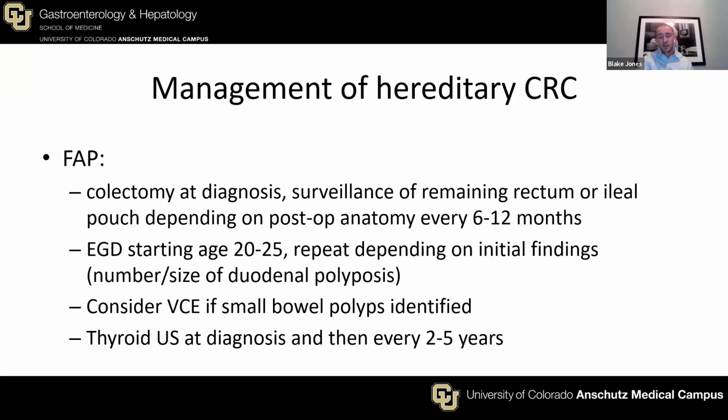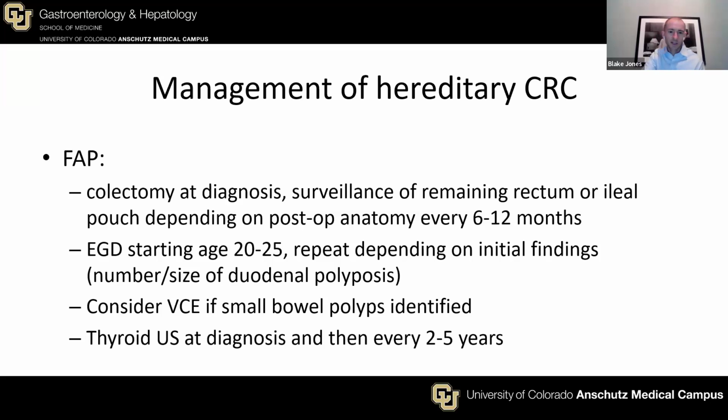or ileal pouch, depending on their postoperative anatomy, every 6 to 12 months. They should have an EGD starting around age 20 to 25 or whenever they're diagnosed, and then repeat that based on the initial findings. There's something called the Spiegelman's classification, which you likely do not have to know. It just classifies the number and size of their polyps in their small intestine if they have any, and that determines how frequently they should get endoscopies because it determines their risk of duodenal or other small bowel cancer.